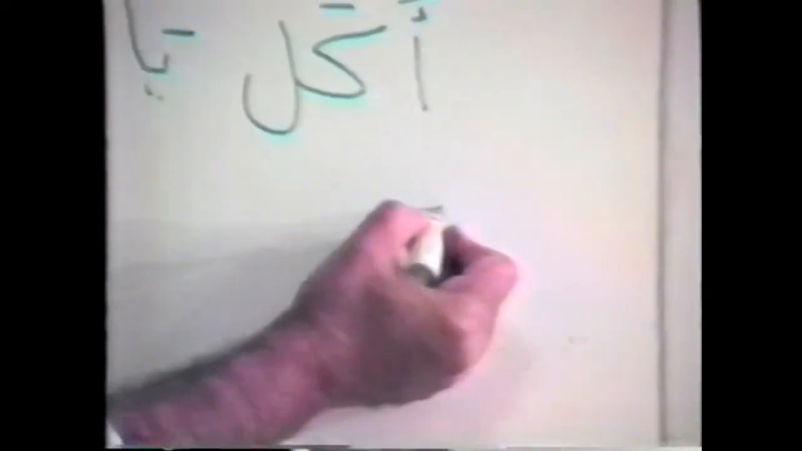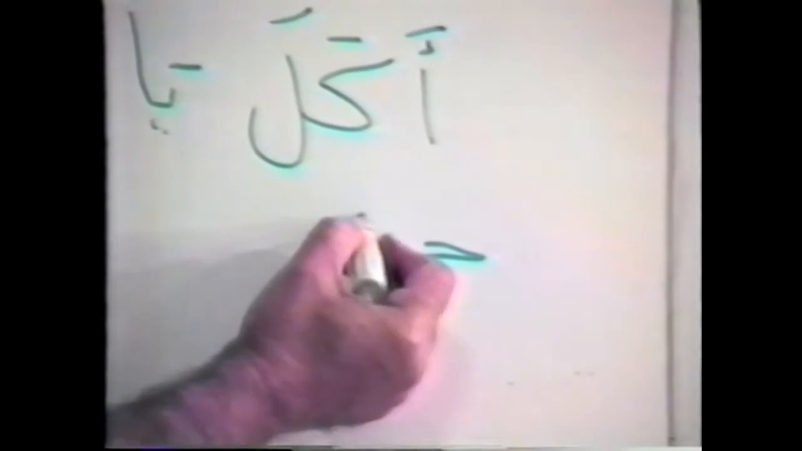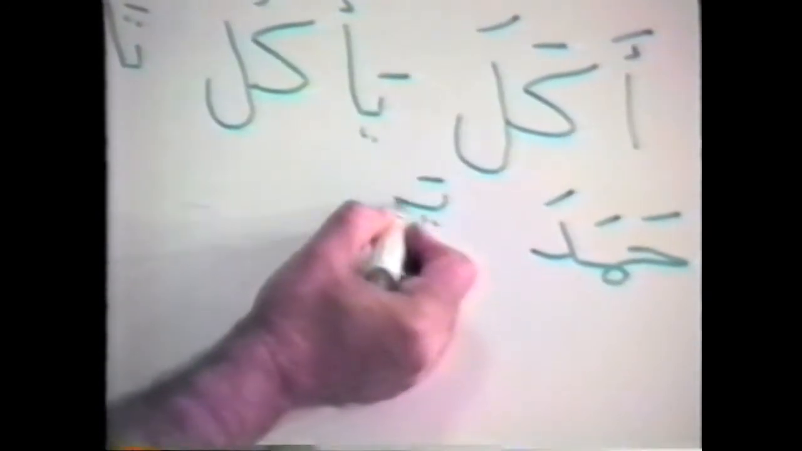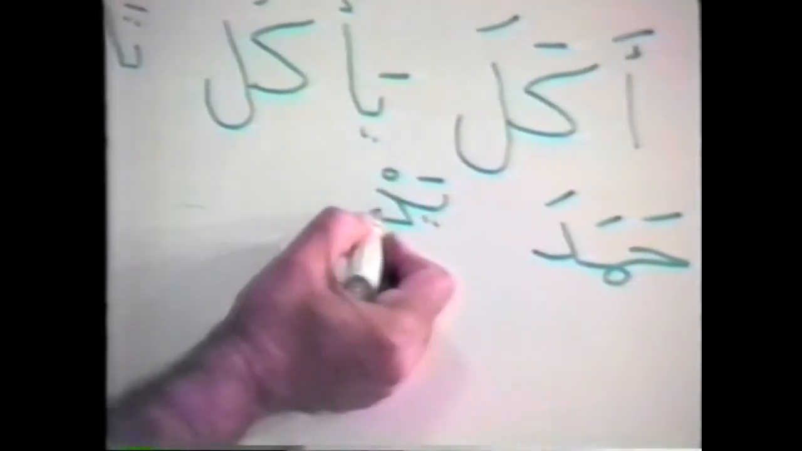How about another word? Hamada means to praise. Ha-ma-da. Now, he praises would be yahmadu. There is ya, there is ha, yahmadu. It means he praises. You praise or she praises would be tahmadu. Here is ta, ha, tahmadu.